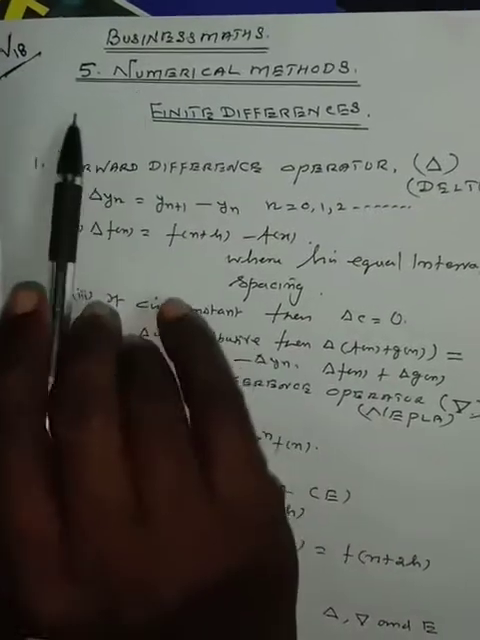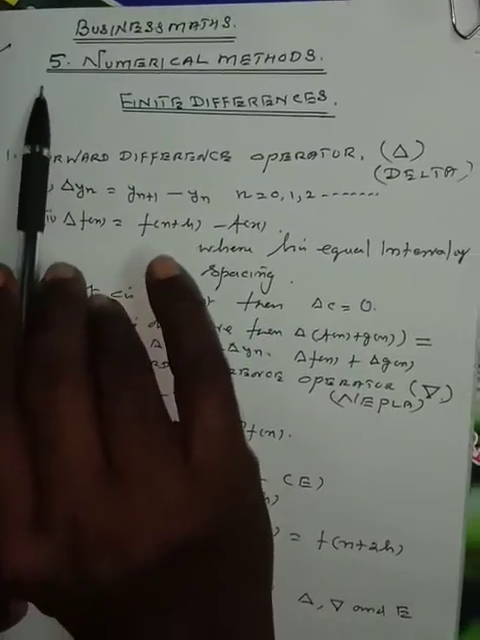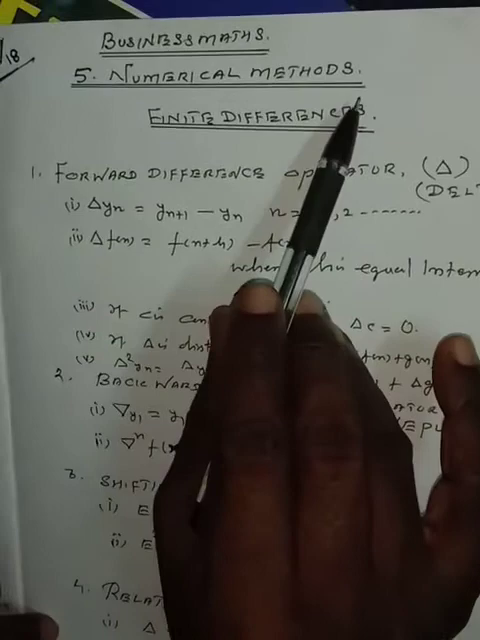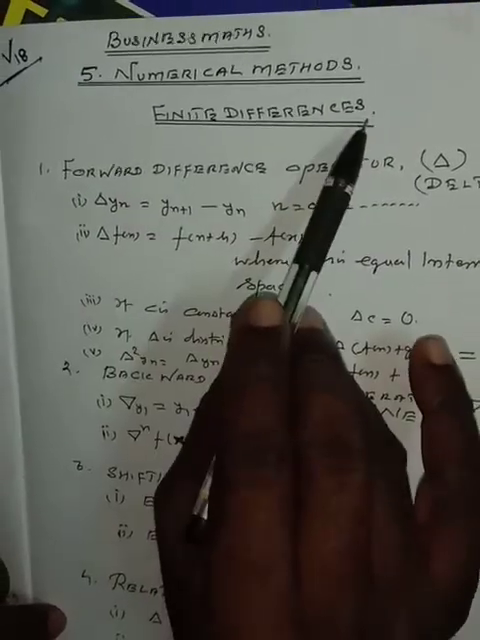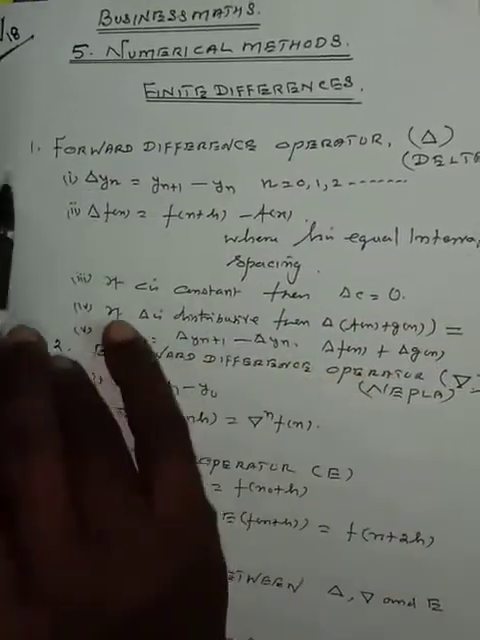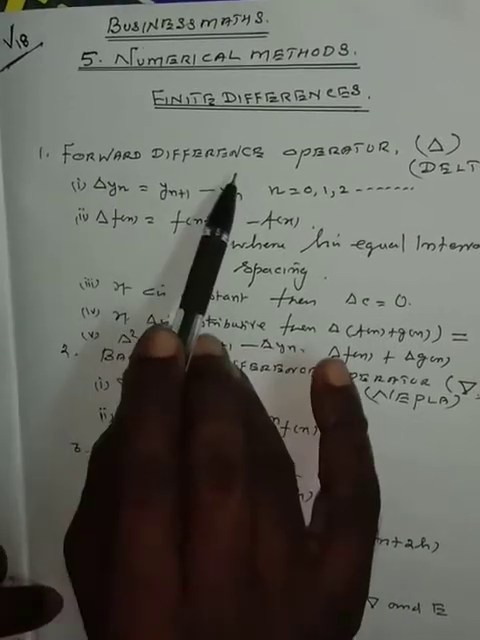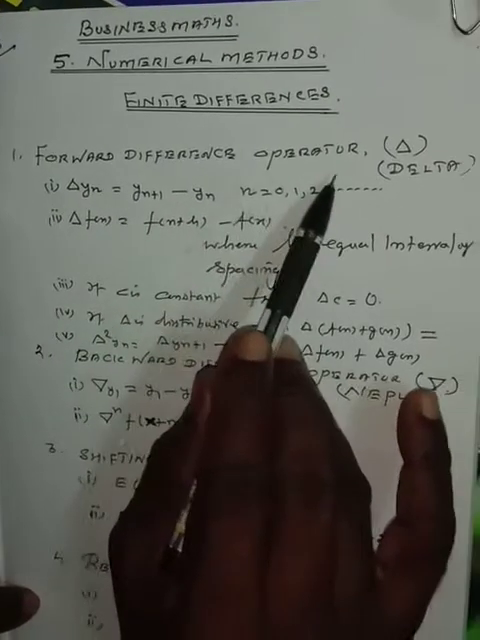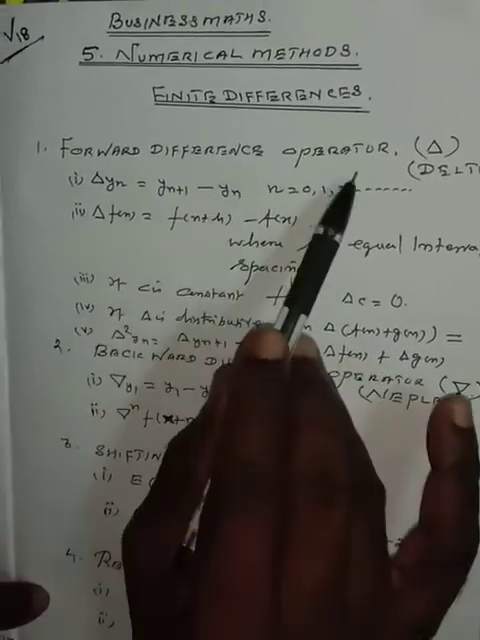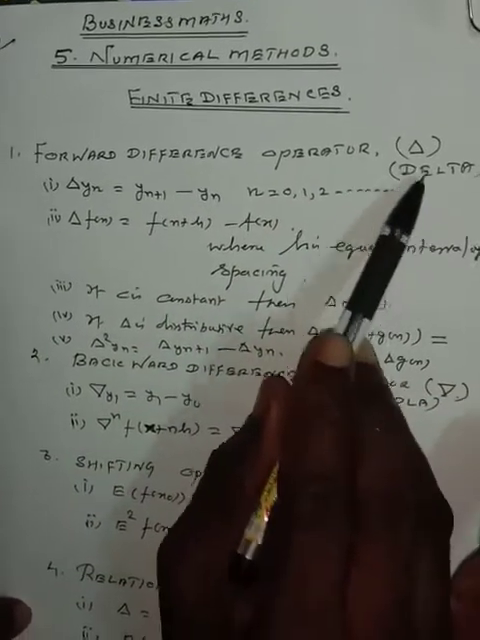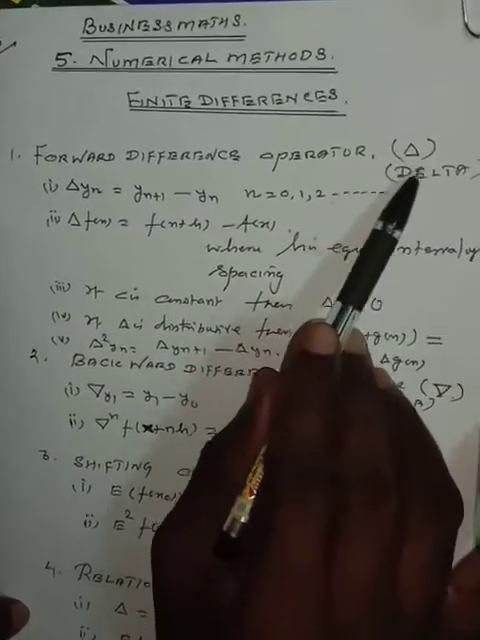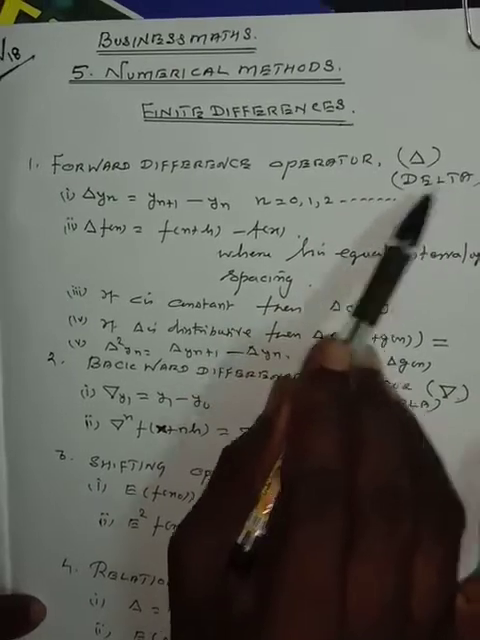Good morning students. Today's topic is lesson number 5, numerical methods, finite differences. There are three types. One is the forward difference operator. The forward difference operator is delta, which is the shape of the symbol we call delta.